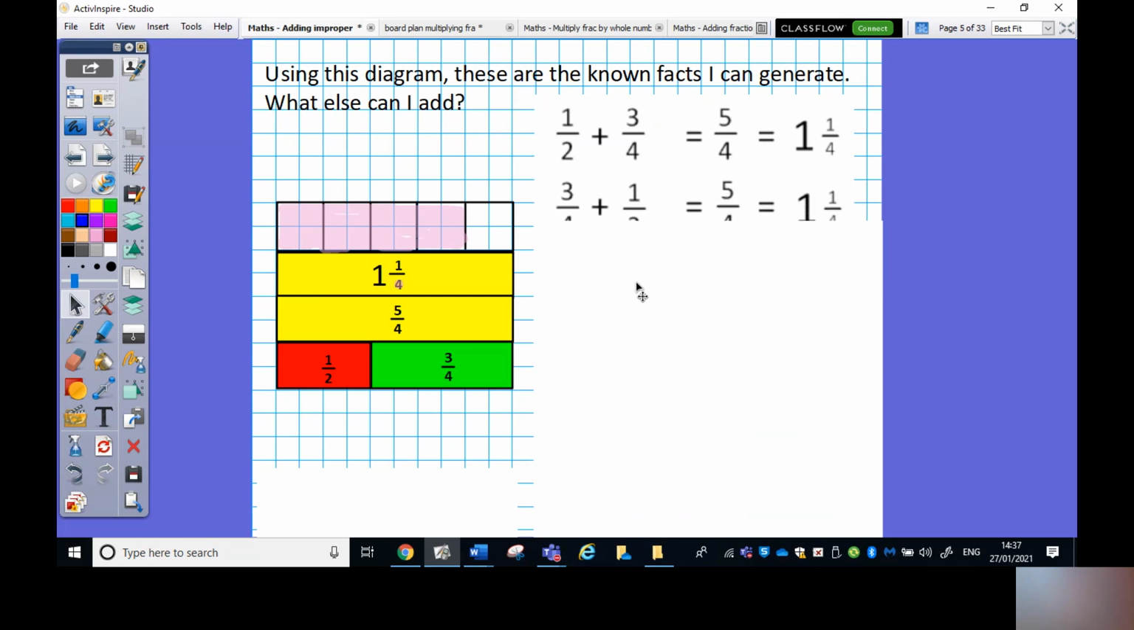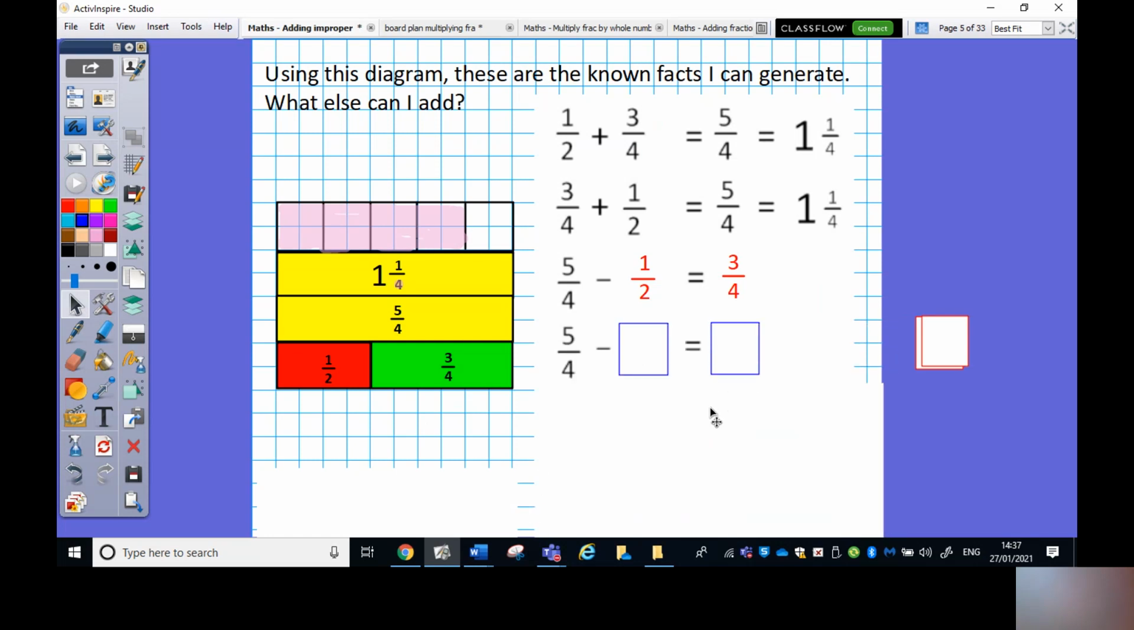So that's one fact. Now I can reverse these two fractions, so I can say that 3 quarters and 1/2 is equal to 5 quarters and 1 and 1/4. Great. What about this? If I have 5 quarters here, if I take away 1/2, what would I be left with? What would that be equal to? Tell me, shout it out. Good, 3 quarters. Fantastic.